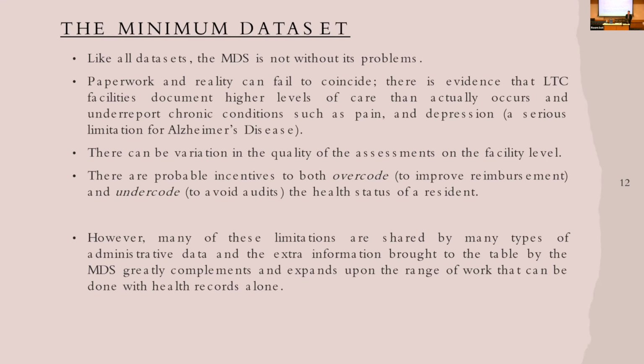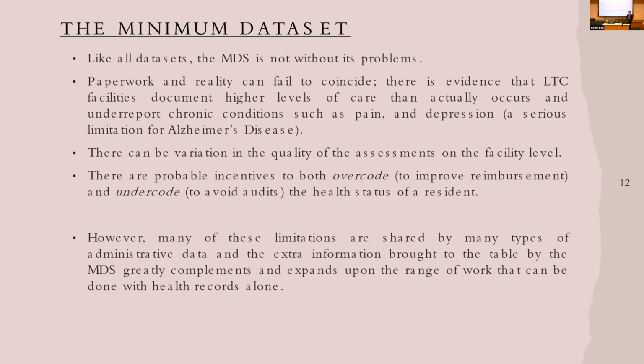So there can be variation in the quality of assessments at the facility level. This is especially important if you're interested in racial disparities, because chances are disadvantaged groups are going to get into the ones that aren't going to be doing too well. There are probable incentives to both overcode, which gives you more money. Overcoding improves reimbursement, but also undercode, which helps you avoid audits.